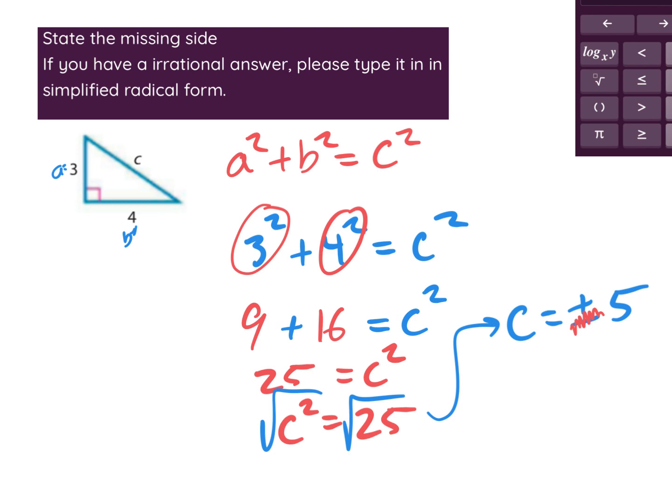You have 2 answers. But because we're talking about actual measurements of a triangle, you can't have, how much does it measure from here to here? It's not negative 5 inches. It has to be a positive number. So you don't have to put a plus or minus. It's just C equals 5.